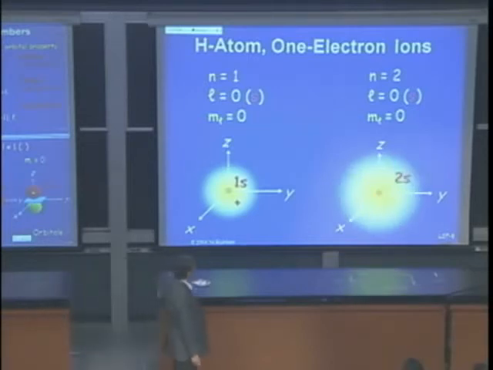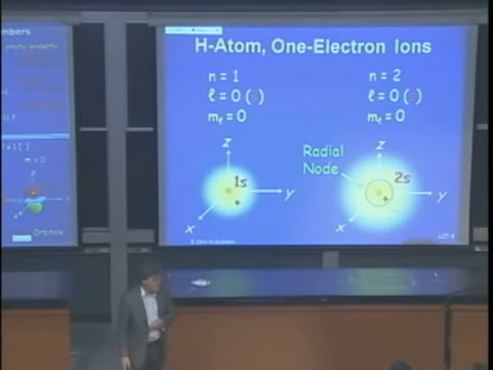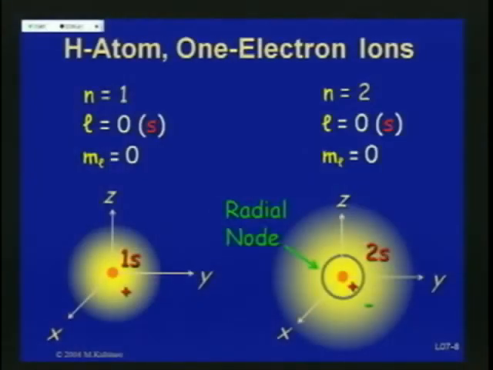It would look like this. What's this here? There is a radial node. If you look here, the number of total nodes is n minus 1. N equals 2, minus 1 is 1, so you get 1 node. And since it's an s orbital, it has to be a radial shape, a spherical shape.